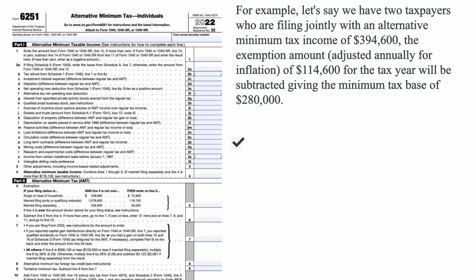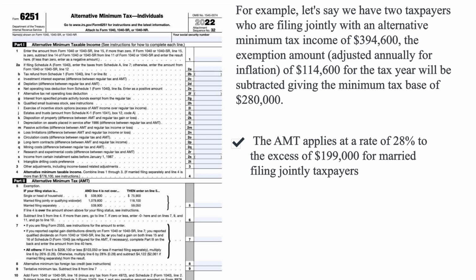For example, let's say we have two taxpayers who are filing jointly with an alternative minimum taxable income of $394,600. The exemption amount, which is adjusted annually for inflation, of $114,600 for the tax year, will be subtracted, giving the minimum tax base of $280,000. For purposes of this example only, let us say that for the current tax year, the AMT applies at a rate of 28% to the excess of $199,000 for married filing jointly taxpayers.